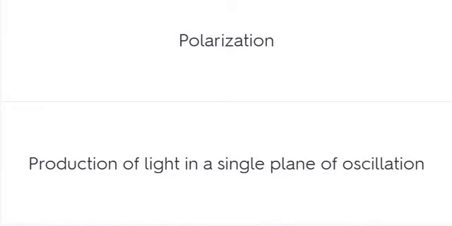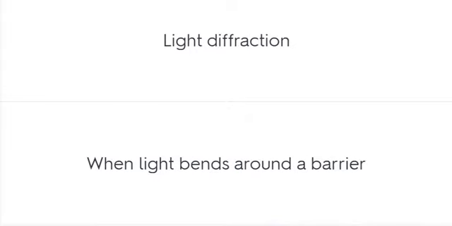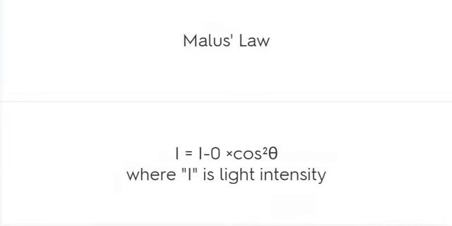Polarization. Production of light in a single plane of oscillation. Light diffraction, when light bends around a barrier. Malus's law. I equals I0 times cos squared theta, where I is light intensity.